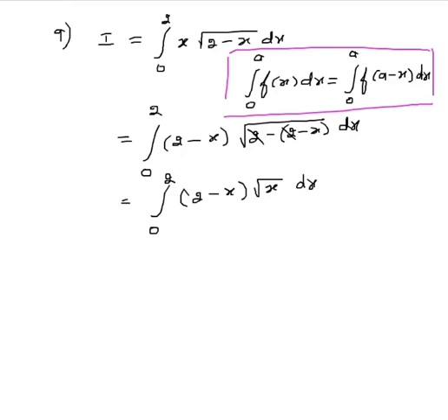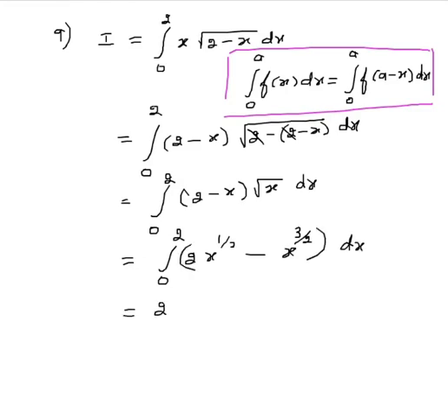Now we can distribute. This question can be done by the substitution method also, by substituting root of 2 minus x as t or only 2 minus x as t. But in this exercise we have to use properties. That's why we are using properties. Integral 0 to 2, 2 times x power half minus x into root x, which becomes x power 1 plus half, is 3 by 2, times dx.